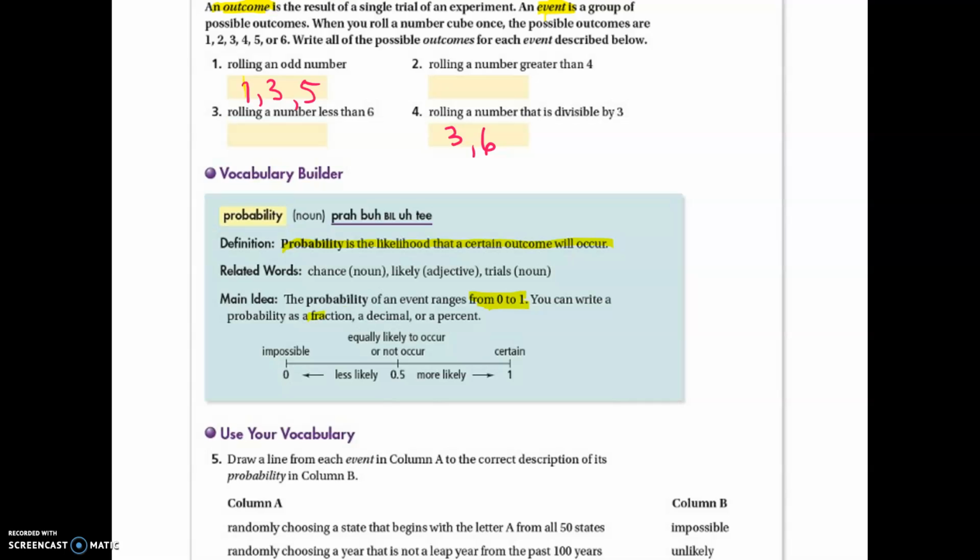Normally, we would write it as a fraction, a ratio. Occasionally, you'll see it written as a decimal or a percent. But for our purposes, I'd really like to keep it as a fraction unless they specify otherwise, okay?